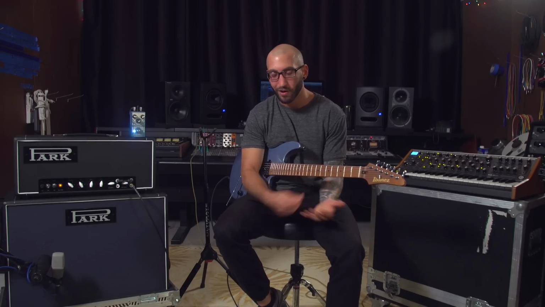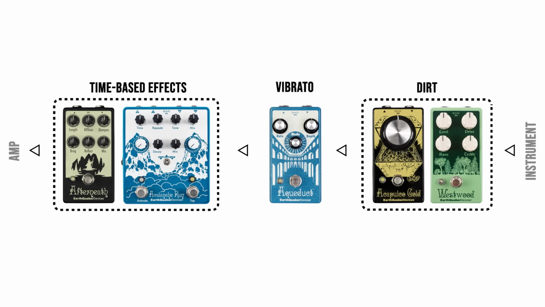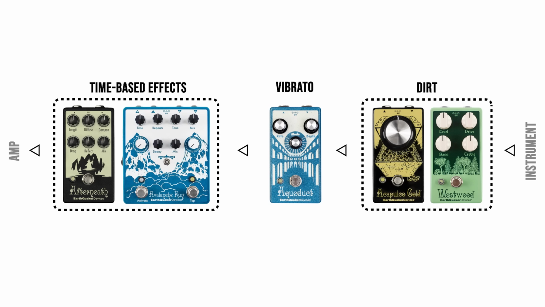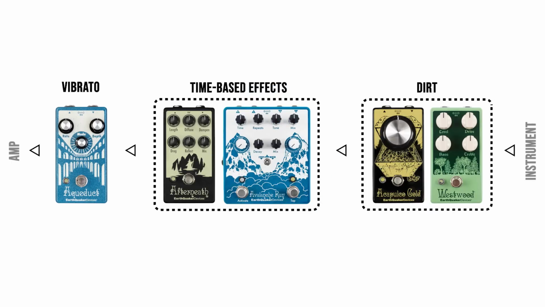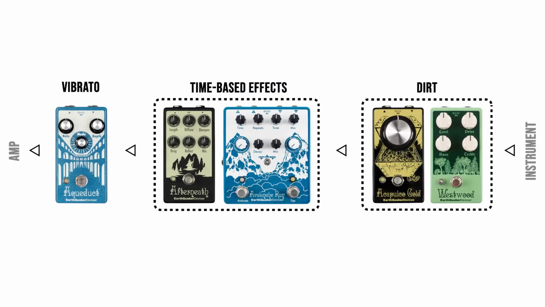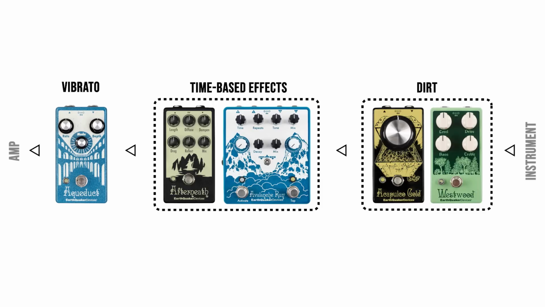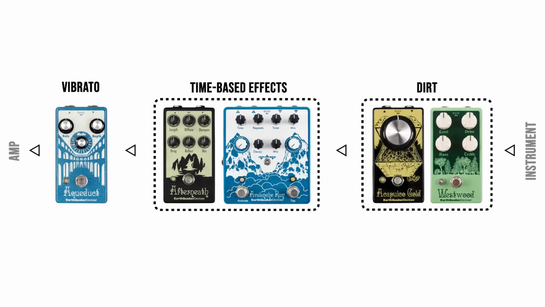Now remember, there are no hard set rules on pedal order, but typically a vibrato would lie somewhere after your dirt pedals and before time-based effects like delay and reverb. However, one of my personal favorite uses of vibrato is to put it at the very end of your signal chain, even after reverbs, to sort of emulate a warped record or tape warble.